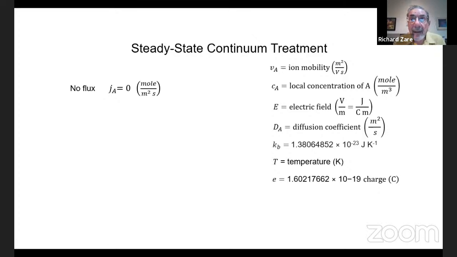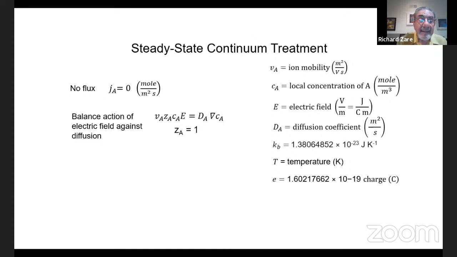There's going to be a system that's set up at steady state. There's no flux. There's a balance that's going on between two forces. What are they? We are balancing the action of the electric field against diffusion, electromigration versus diffusion. That's why I showed you in the beginning the two effects. And look at them. I'm taking them for a unit charge, Za equals 1.